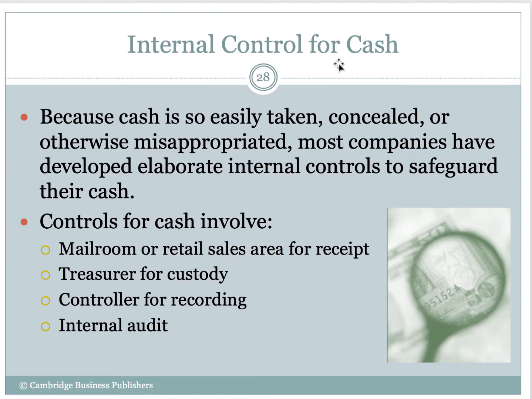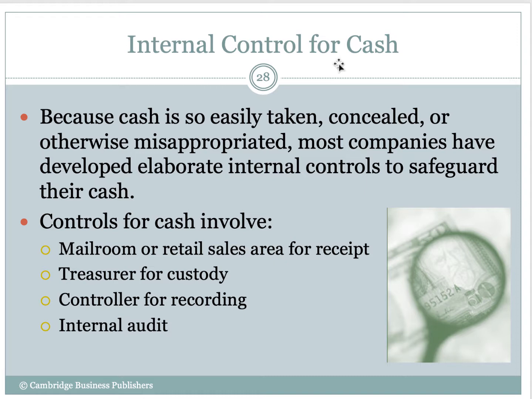Well, we're going to look at the mailroom or retail sales areas for receipts. We're going to look at the treasurer for custody. We're going to use the controller for the recording of cash, and we're going to use the internal audit process. So as you can see here, in the prior video, we talked about separation of duties. We have that here, right? The treasurer has custody of the cash, but the controller does the recording.